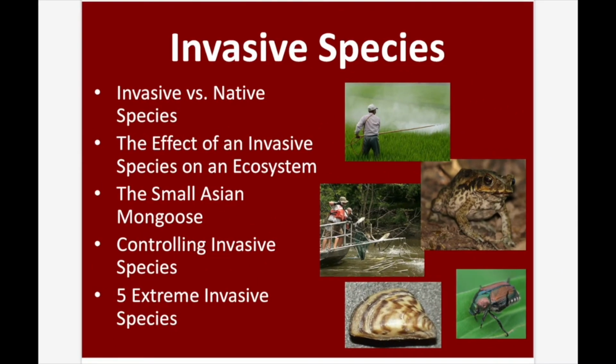Invasive species. In this lesson, we're talking about invasive species versus native species, the effect of invasive species on an ecosystem, and then we're going to talk about the small Asian mongoose, which is an example of an invasive species. We're going to talk about controlling invasive species, and then we're going to talk about 5 additional extreme invasive species.